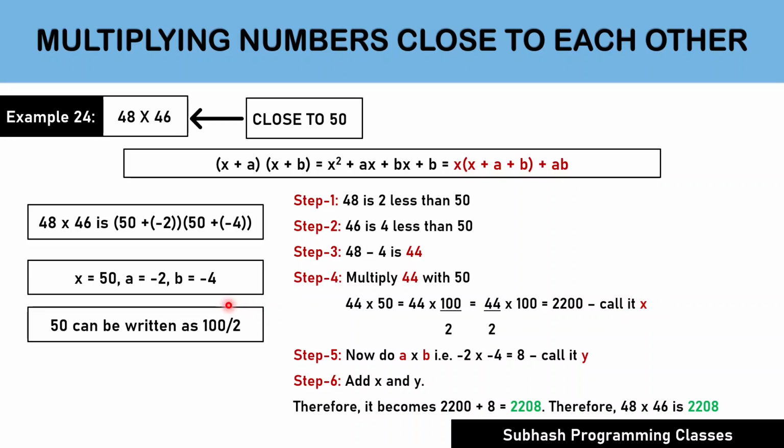Now as step 5, we have to multiply both a and b, and in our case a and b are nothing but minus 2 and minus 4, which when multiplied we get plus 8, and let's call it y.